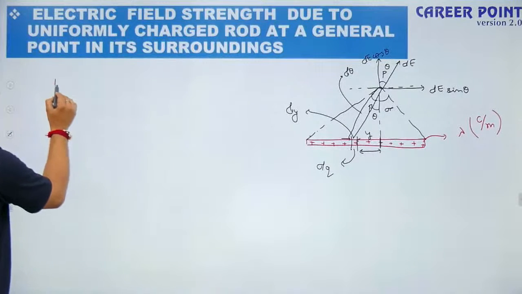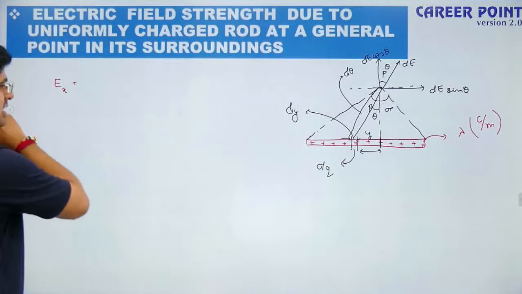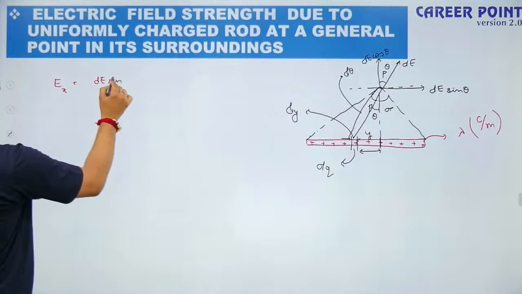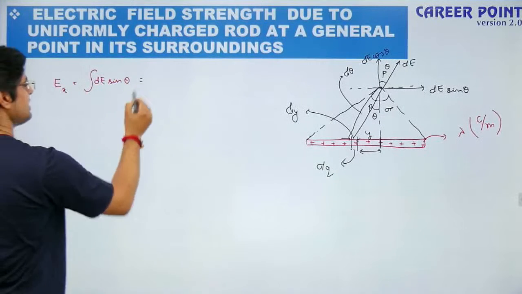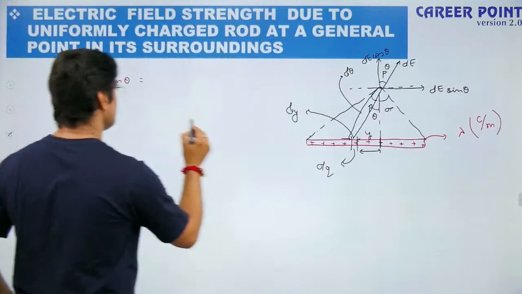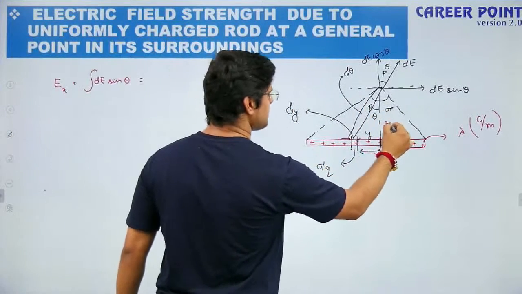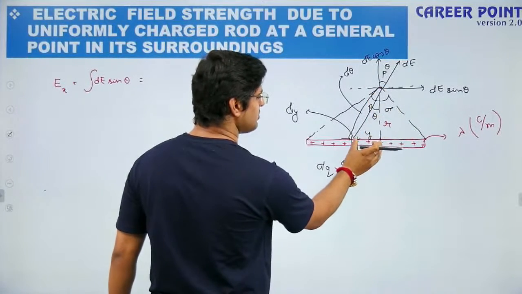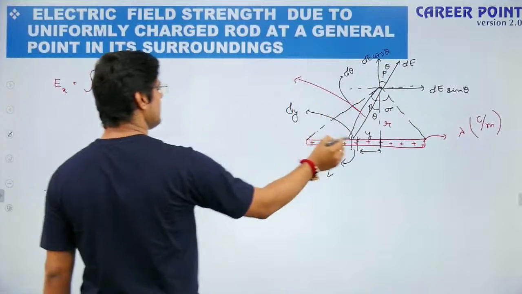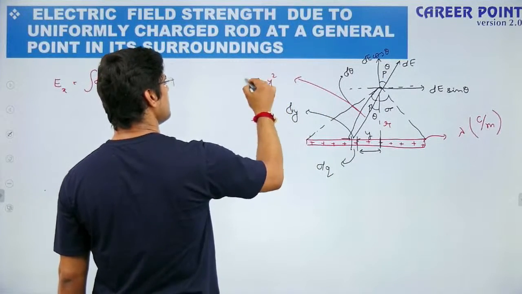Let's write the electric field in the x direction. The electric field in the x direction will be given by the integration of dE sin theta. Suppose the point is placed at a distance r from the rod and this is y, then the distance of point P from the charge will be the square root of r square plus y square.